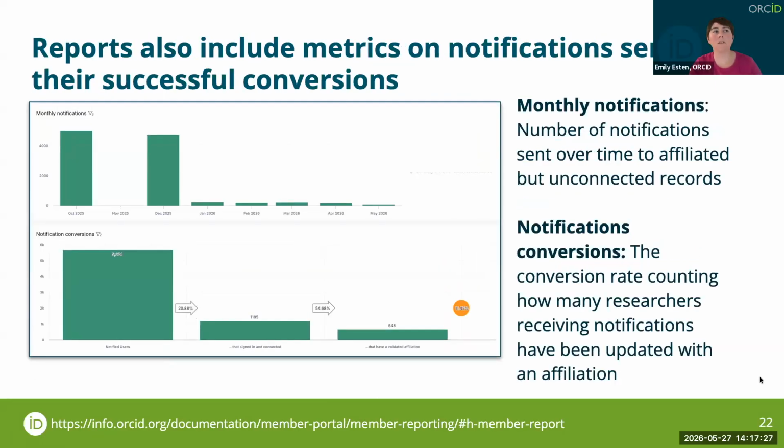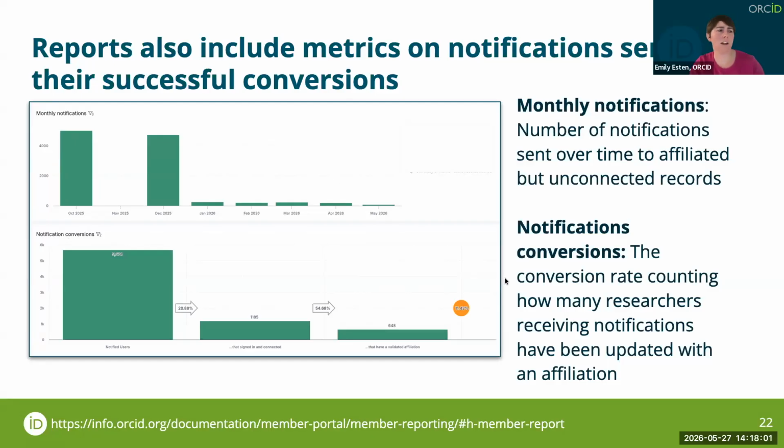So member reports also includes metrics on the notifications that are being sent and their successful conversions to adding an affiliation. So we have two graphs related to this. So in this first one, we have monthly notifications. So this is the number of notifications sent over time to those affiliated but unconnected records. So here we can see an example where 1 month there were a lot of notifications being sent, there weren't a lot, then we see another large spike, and then we continue to see smaller spikes over here, or smaller columns over here of notifications being sent.